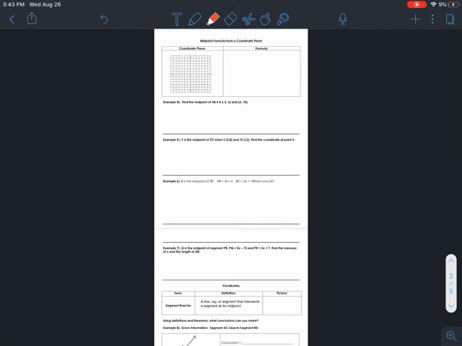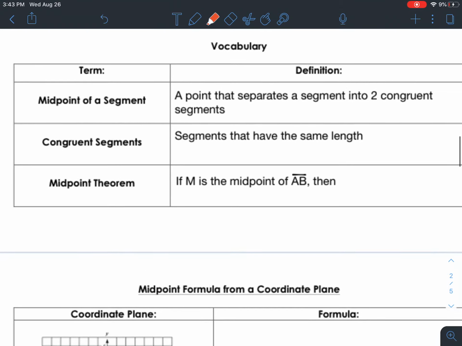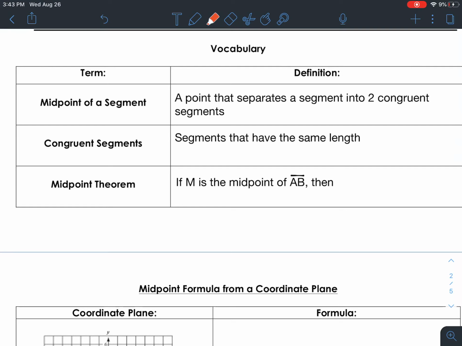Okay, so we're going to switch directions now. We're going to talk about midpoints, okay? So we have 3 different vocab terms here to talk about. So the midpoint of a segment, the definition is a point that separates a segment into 2 congruent segments, okay?